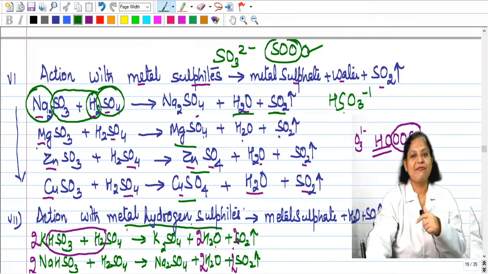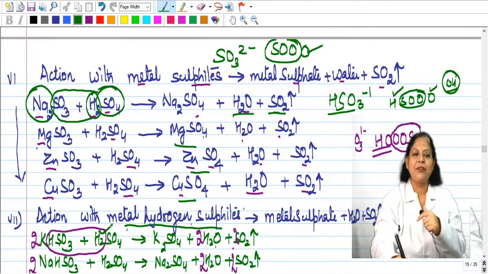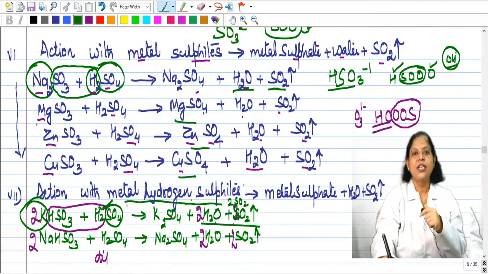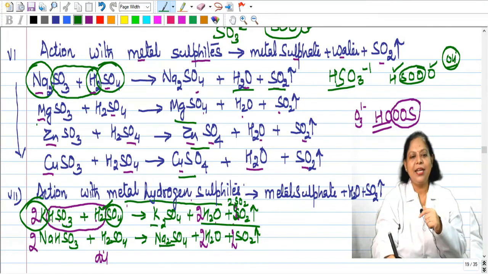Right, so it is HSO3 minus 1. So this is what? H, right? SO2. So this is what? Sulfur dioxide. This is H, and O is what? OH, right? So this OH will combine with hydrogen of sulfuric acid and will form water and sulfur dioxide, right? Water and sulfur dioxide, and you are going to get metal and sulfate. So you will get here 2 molecules of sulfur dioxide, right? So what are you getting? You are getting with hydrogen sulfite, water, sulfur dioxide, and metal sulfate.